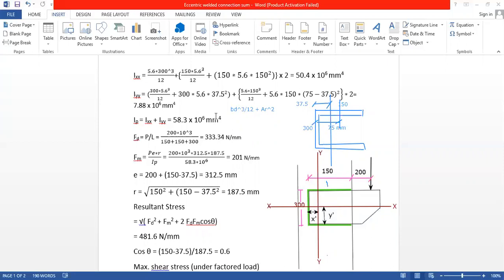If in case you are having a problem understanding how it is being calculated, you can consult me. Once we have calculated Ixx and Iyy, it is very easy to find the polar moment of inertia, which is equal to the sum of the two. This comes out to be 58.3 into 10 to the power 6.